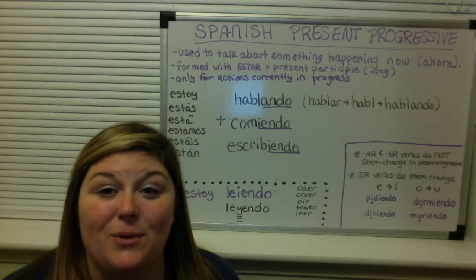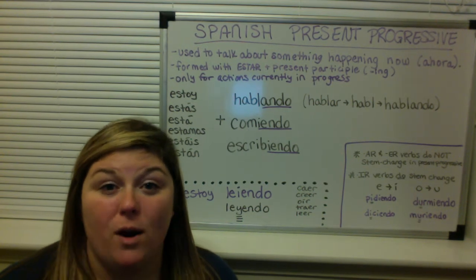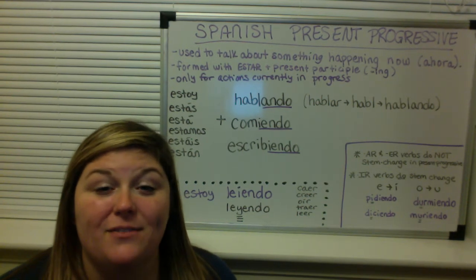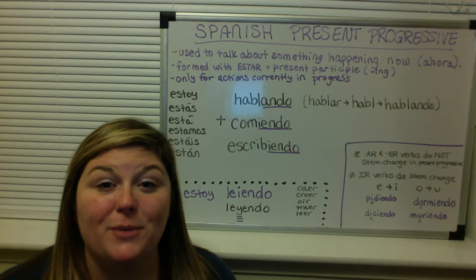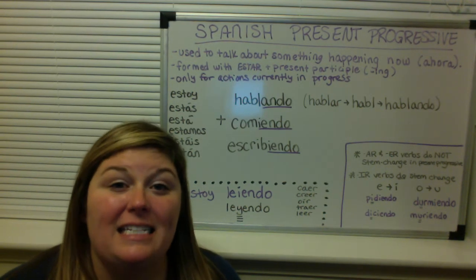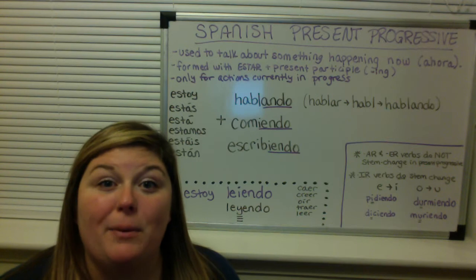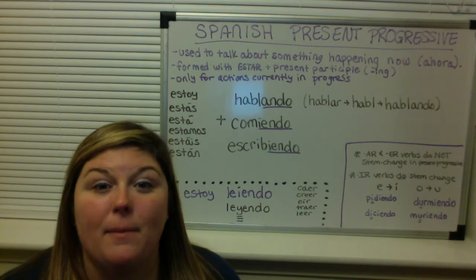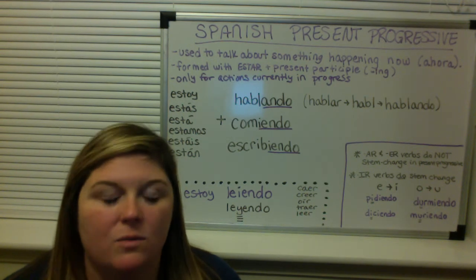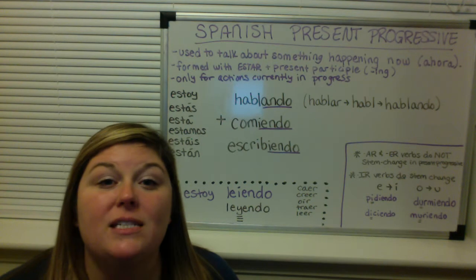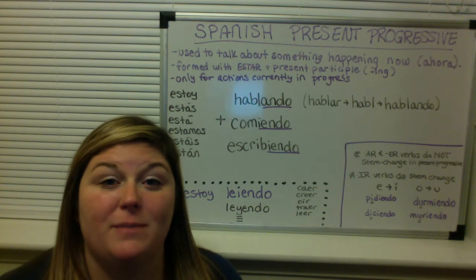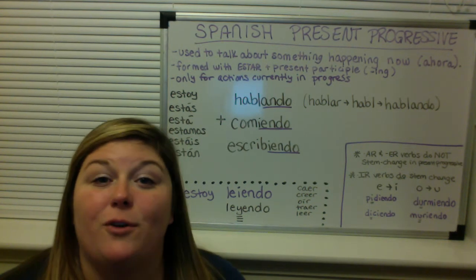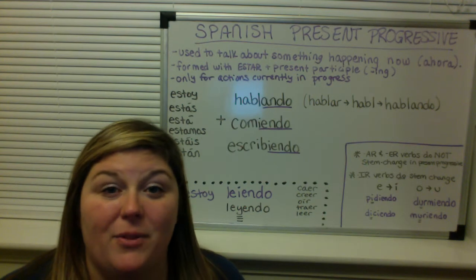All right, so let's take a look at how to form the present progressive. As I said, we're going to use the verb estar, and that's going to be the to be part of it. So I am running, you are walking, okay? First let's go over the conjugations of the verb estar, just for a quick refresher, and then we'll talk about the rest of it.